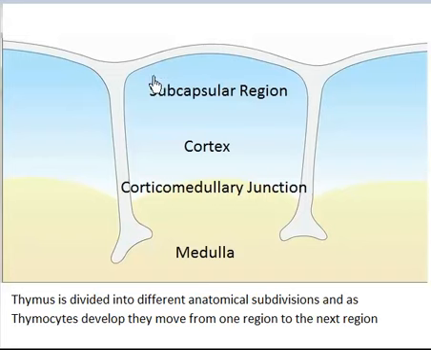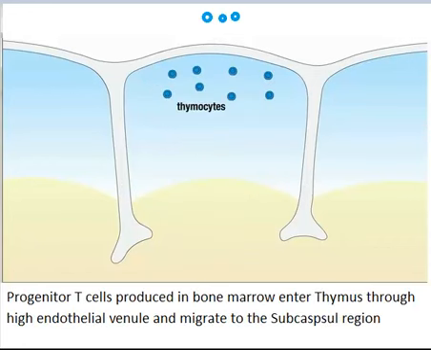The thymus is divided into different anatomical regions, and as the T cells or thymocytes develop, they move from one region to the next region. Progenitor T cells that are produced in bone marrow will enter the thymus through the high endothelial venules and migrate to the subcapsular region of the thymus. So they are produced here, and then they will enter the thymus and migrate to this region.